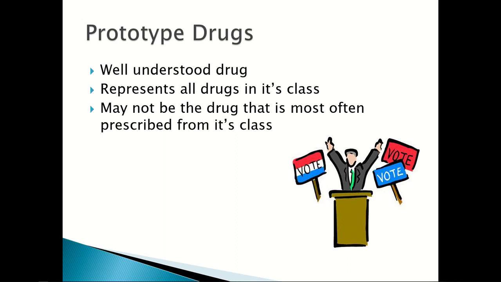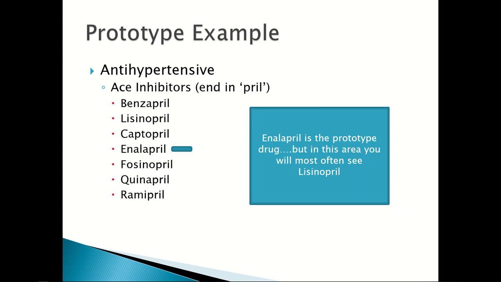Well, a prototype drug pretty much does the same thing. It's a representation from that whole class of medications. So one of the prototype drugs that we'll be studying this year is called enalapril. It's an antihypertensive. It's an ACE inhibitor. Excuse me. And when you tell me that a drug is an ACE inhibitor, that tells me what its mechanism of action is, and we'll get more into this later, okay? But enalapril is the prototype for this whole class.